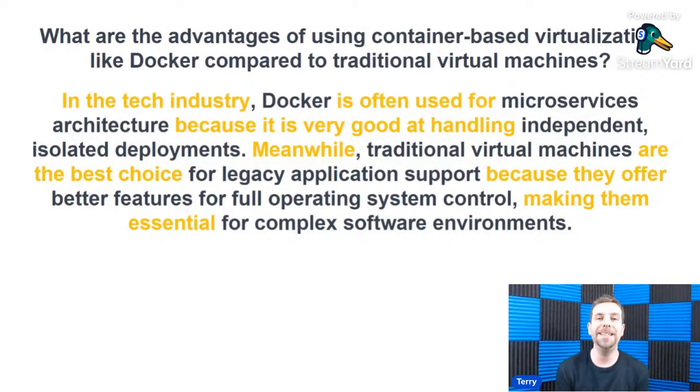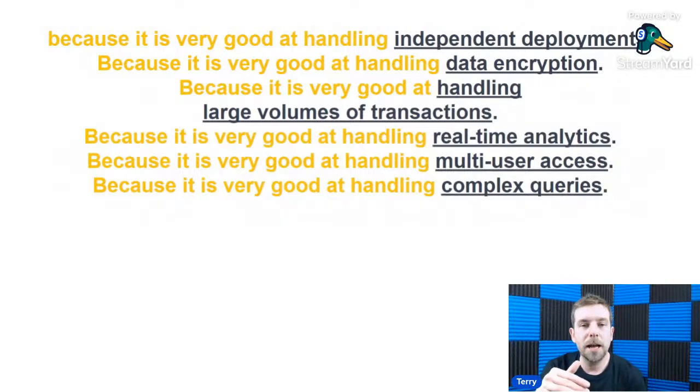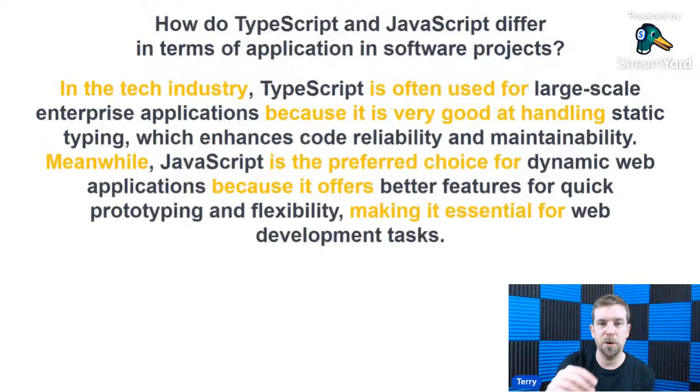So the parts in yellow that you're going to use and repeat, but it's the other parts that you're going to build your answer, build up your own structure, okay? Because when we look at different features or different ideas, it's very good at handling independent deployments, data encryption, handling large volumes of transactions, handling real-time analytics, multi-user access, complex queries. So in your case, you should take some time to go into ChatGPT or just research a little bit to be ready about what are the technical specifications that you want to talk about for the framework, right?